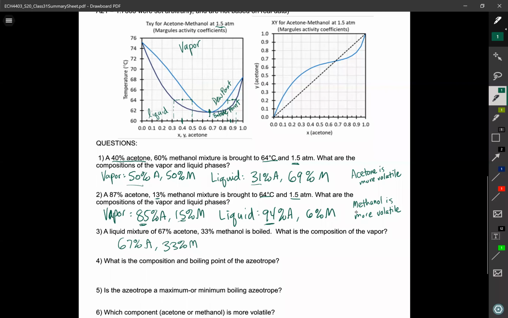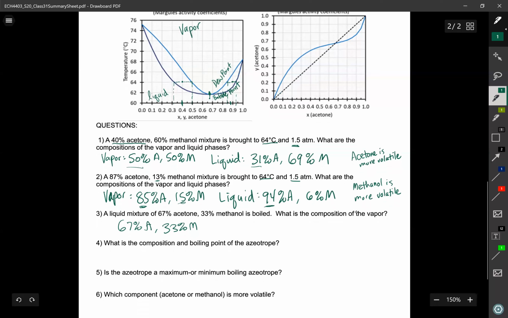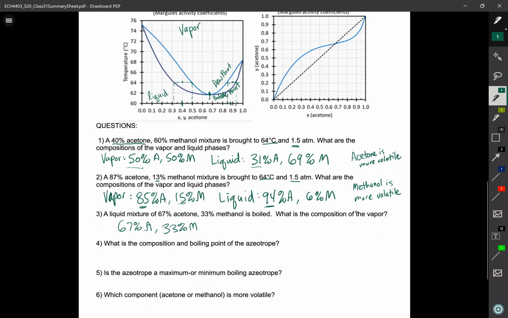But that has a limit to it, as we'll see in the second part of the problem a little bit later. What is the composition and boiling point of the azeotrope? Well, the composition is the same, 67% acetone, 33% methanol. So it's an azeotropic mixture, but the azeotrope is only at one point, and that's where the liquid and the vapor mole fractions are equal.